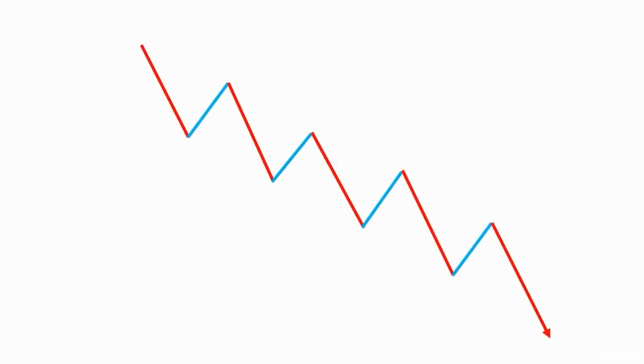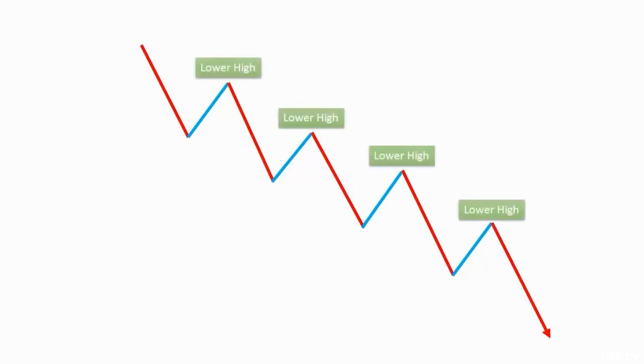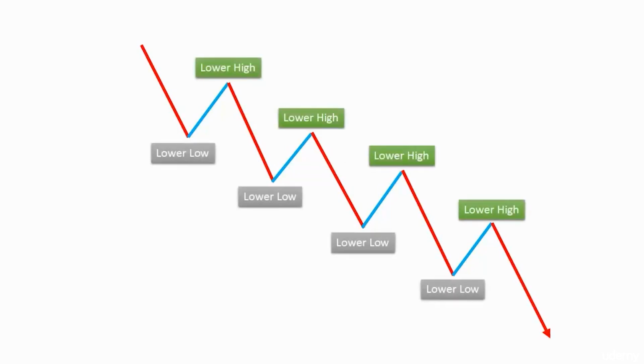As you already know, price falls in a downtrend market, making continuous lower highs and lower lows. These lower highs and lower lows, or the swing points, give the best trading opportunity to a swing trader to trade the market.